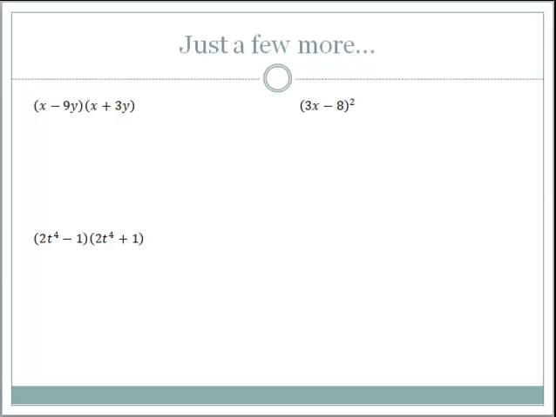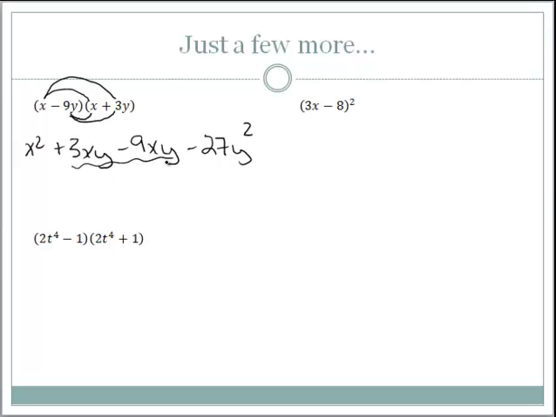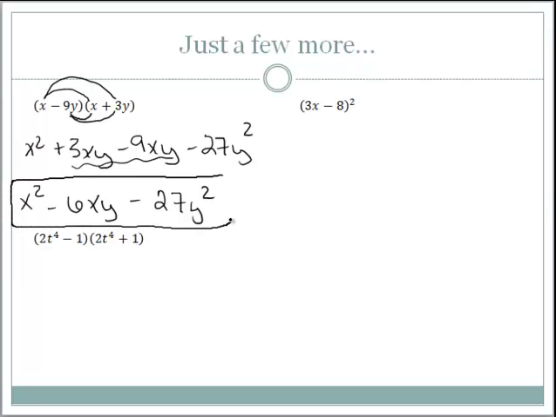Just a few more to work out. In this one, we're trying to multiply. These are just multiplying binomials. So we're going to multiply x times x, x times 3y, negative 9y times x, and negative 9y times 3y. Now we need to combine these like terms. We get x squared minus 6xy minus 27y squared. You just multiplied those two binomials.